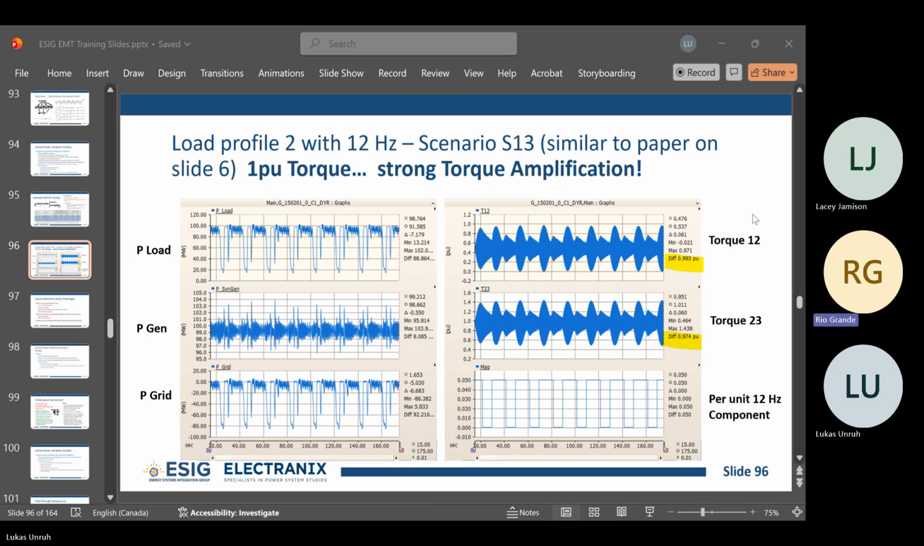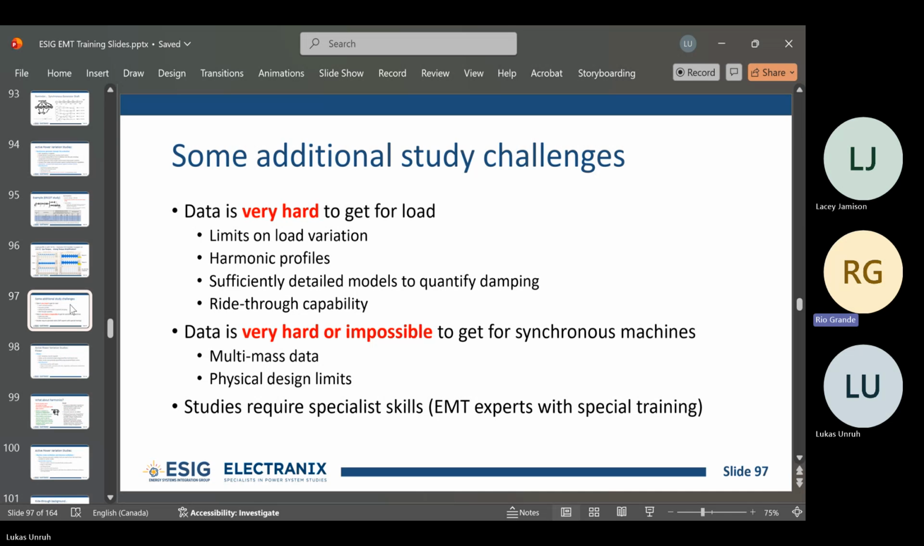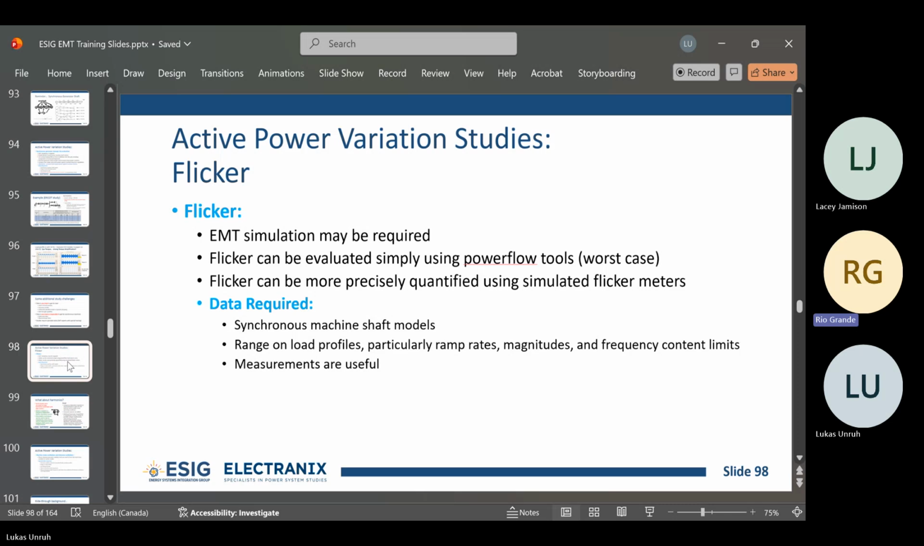Okay, so we talked about the example study that we worked with on ERCOT a little bit. The study challenges related to working with these load models are that it's really hard to get this data for the load profiles as well as the synchronous machine information. A little bit about some of the other associated things that you might run into with large loads.